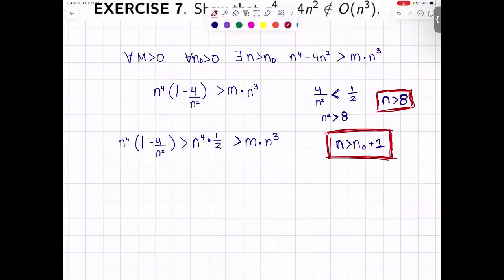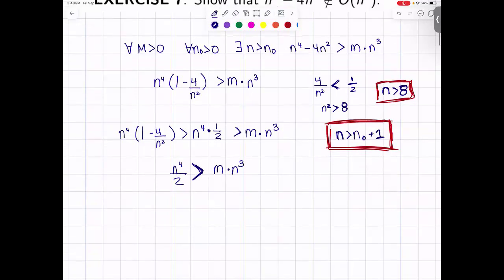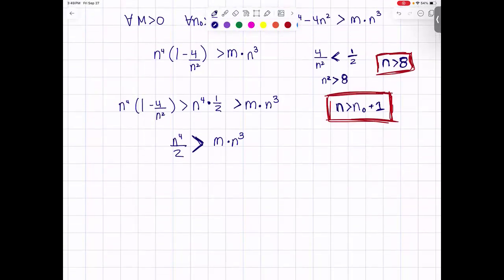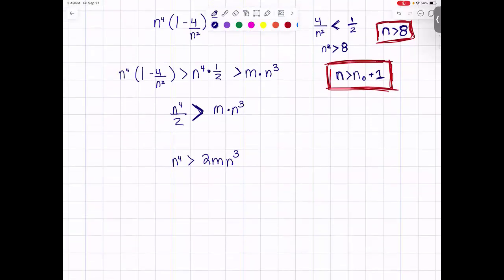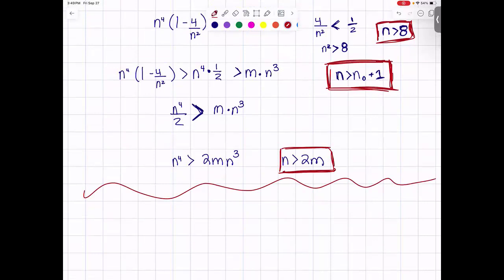Okay, so with that in mind, we still need to figure out how to think about this in terms of m. At this point, we have n to the 4 over 2 is greater than m times n cubed. And just as we've done previously, we want to get n isolated and figure out what n means in terms of m. Let's multiply both sides by 2. We end up with this. And if we divide both sides by n cubed, we have n needs to be greater than 2m. So now we have figured out the 2 to 3, depending on how you write it, bounds that you want to focus your n in on.